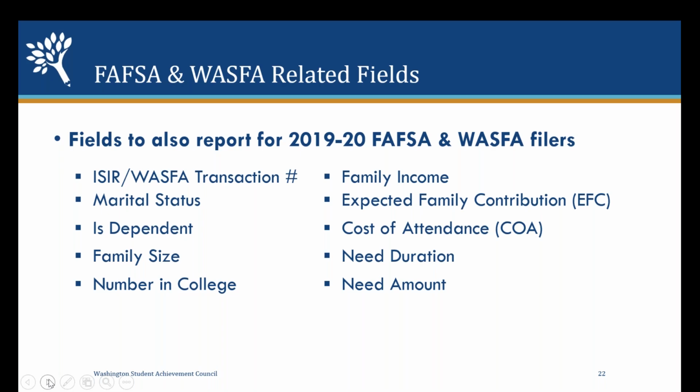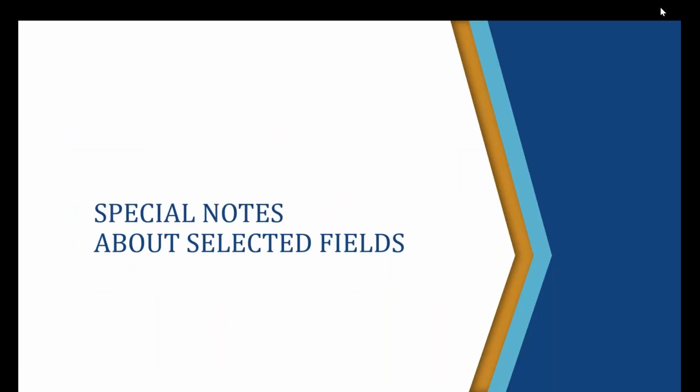Fields that we want you to report, also report for 2019-20 FAFSA and WASFA filers: the ISIR WASFA transaction number, marital status, dependency status, family size, number in college, family income, the expected family contribution, cost of attendance, need duration, and need amount. Okay, so we're going to continue.